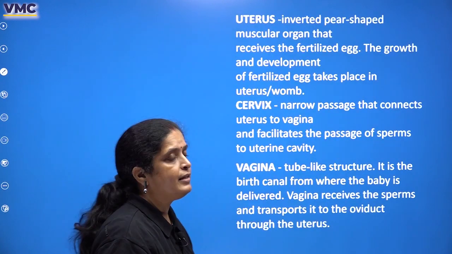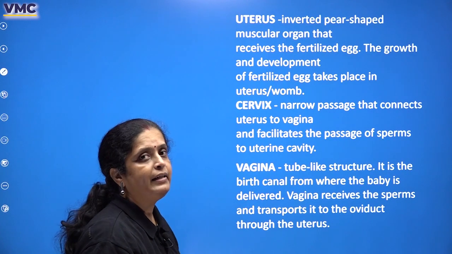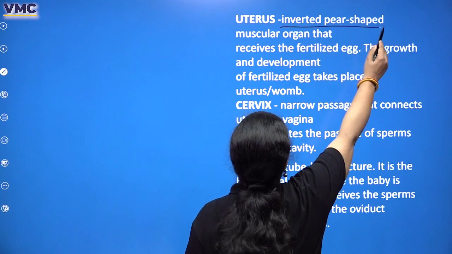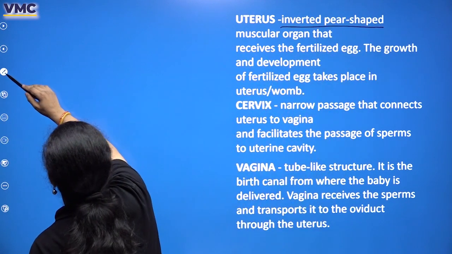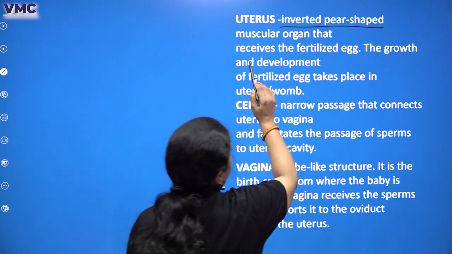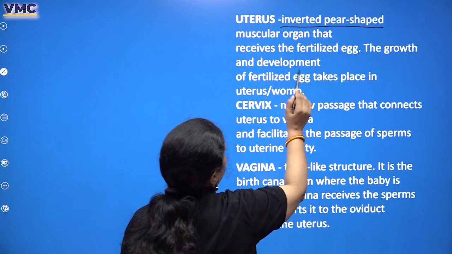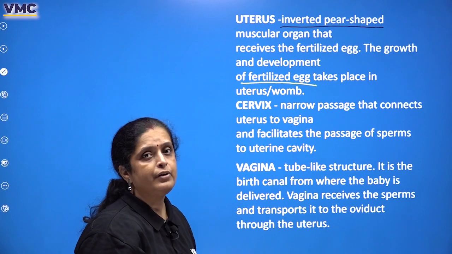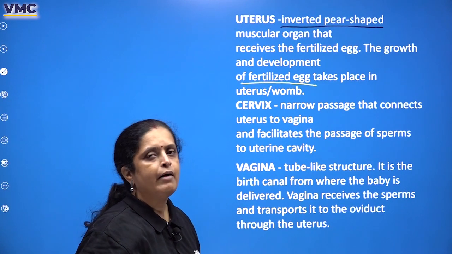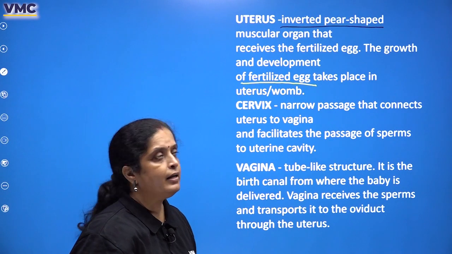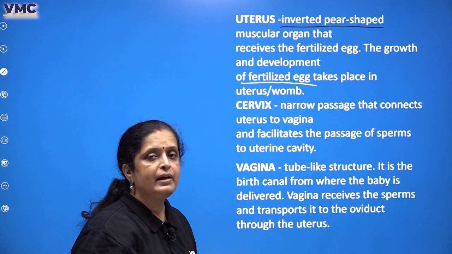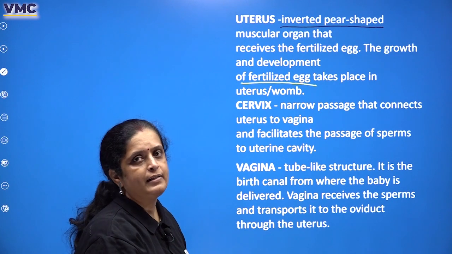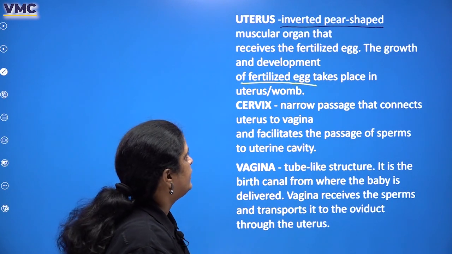Uterus. Uterus is the womb or the place where the development would take place. It is an inverted pear-shaped muscular organ. The growth and development of fertilized egg takes place in the uterus or the womb, right? After the fertilization has occurred, the fertilized egg is placed in the uterus and the development of the fetus takes place in this uterus only.